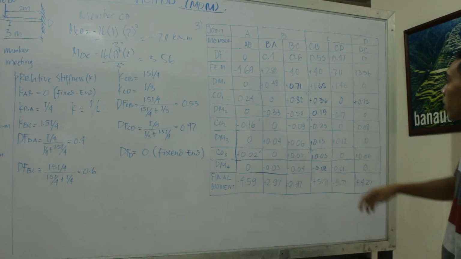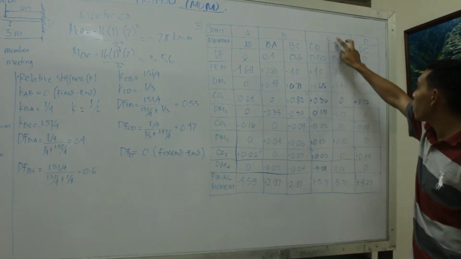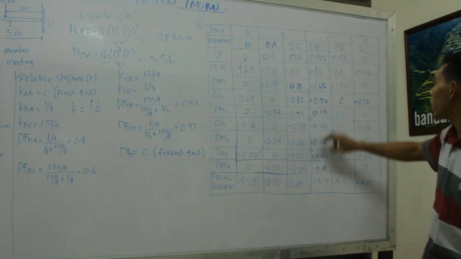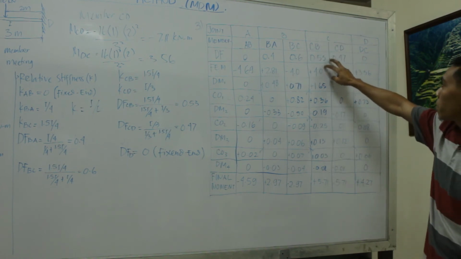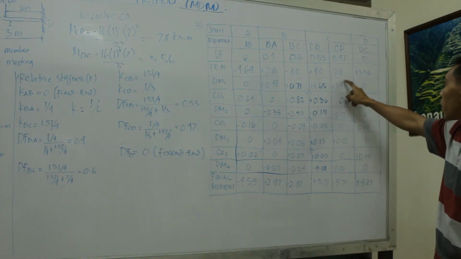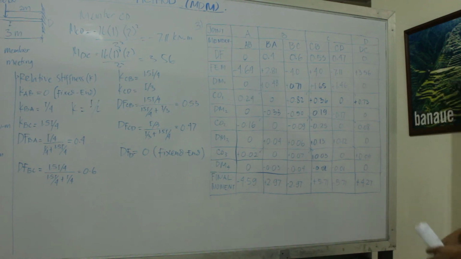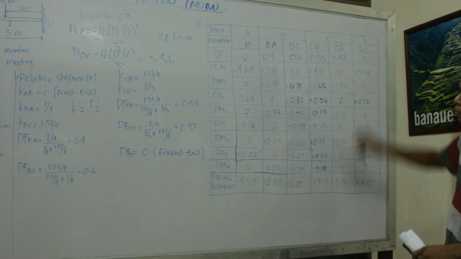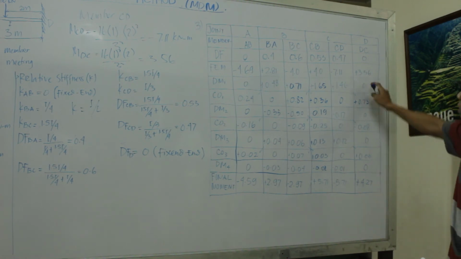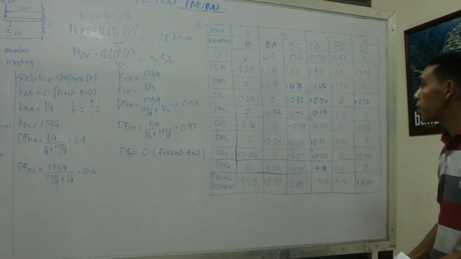Okay, so the next one is for joint C, we have member CB and CD. We have these two multiplied by 0.53, so we have positive 1.65, and this one is multiplied by 0.47, we have positive 1.46, and for DC we only have one member here, so this is equal to 0 because we have infinite stiffness for a fixed end.